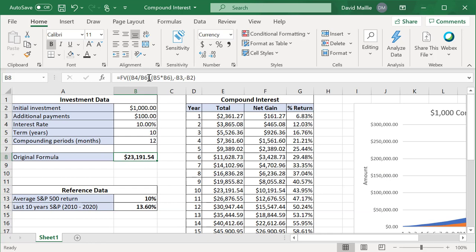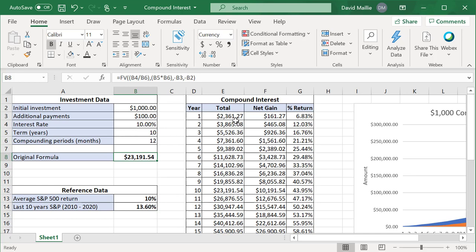So now when we do this based off of a term of 10 years, and we do it this way, we end up with $23,191.54. But, you know, I want to see a breakdown, right? You want to see a breakdown. We don't want to just see, okay, for 10 years, and then here it is for 30 years.